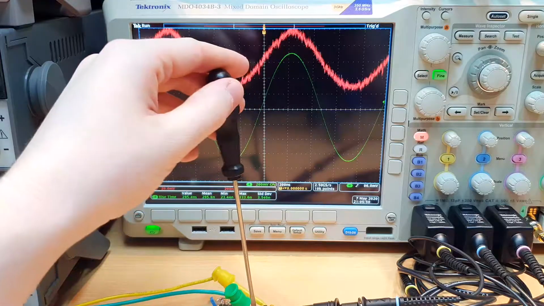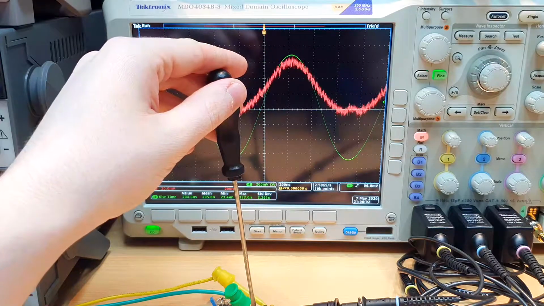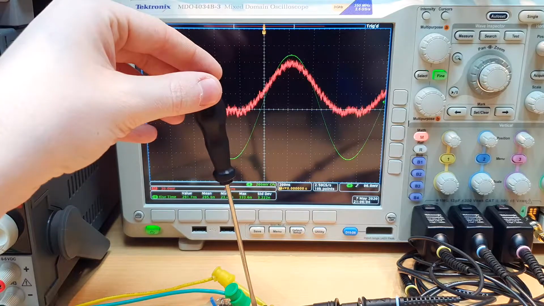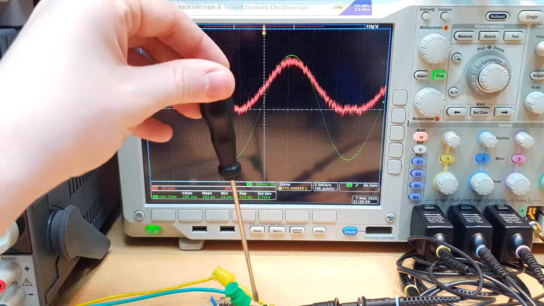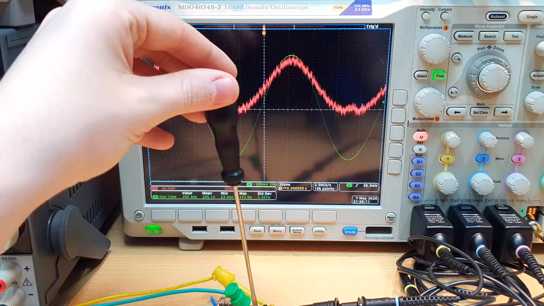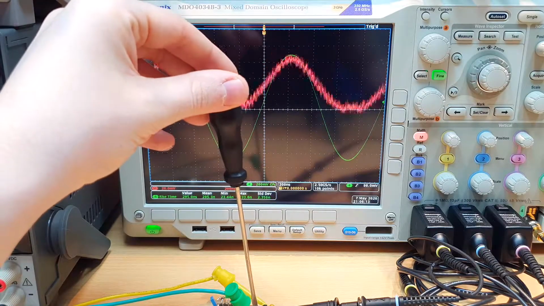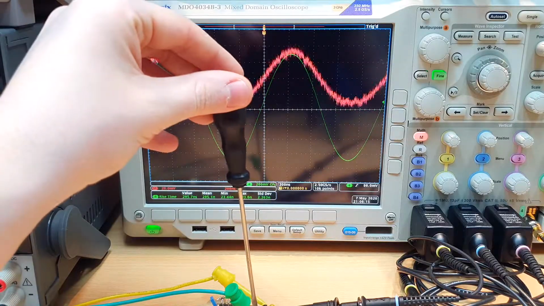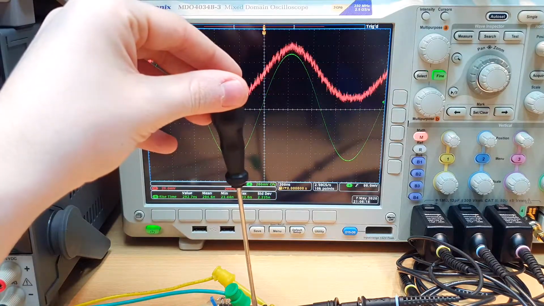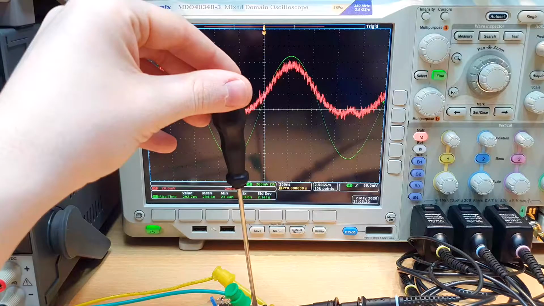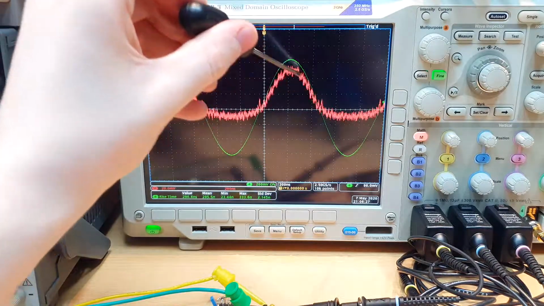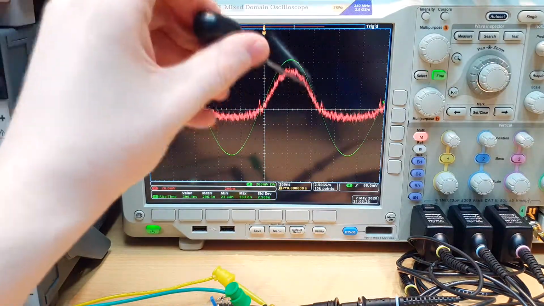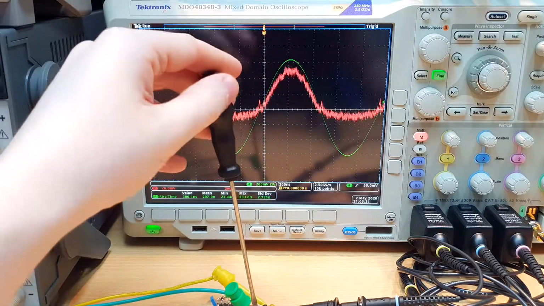We can decrease the bias. Now in class AB operation, we can see that in the time domain here we don't see any difference between class AB and class A. And here we are entering class B. Now we are in class B. The transistor is operating only on the positive cycle.